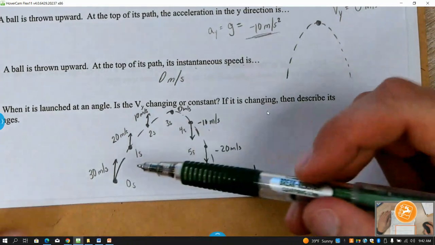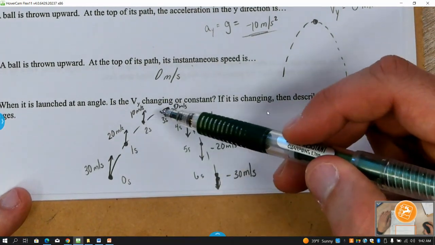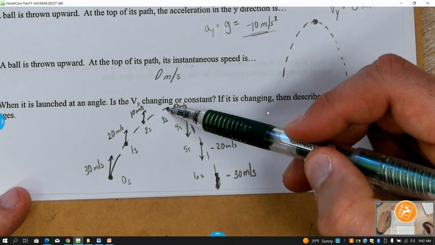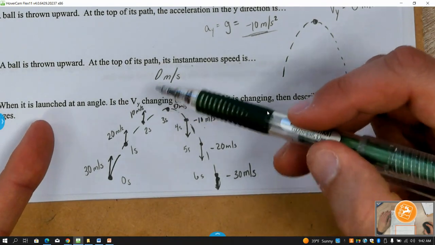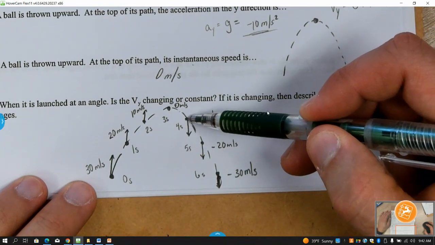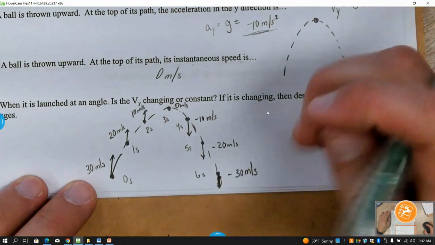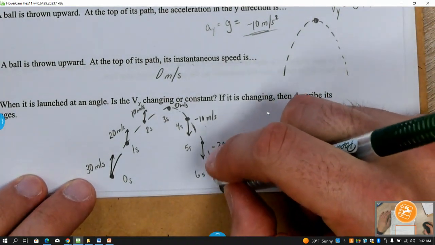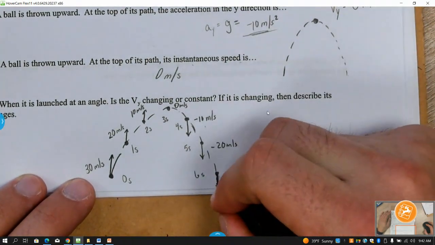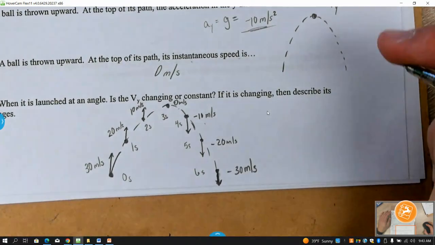All right, so it slows down by 10 meters per second every second on the way up until it runs out of speed in the y direction, and then changes direction and speeds up by 10 meters per second on the way down. And that's why we have negatives there, because the negatives for velocity indicate our direction. These little arrows are representing that vector.